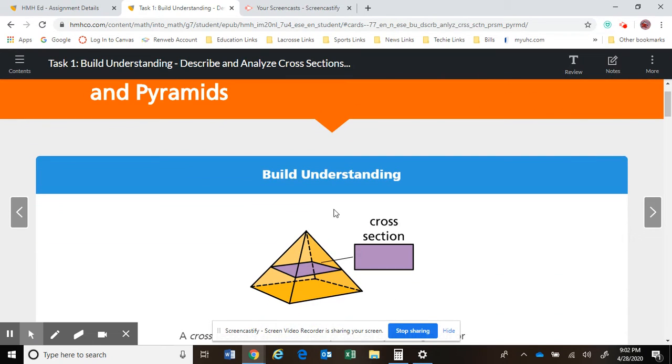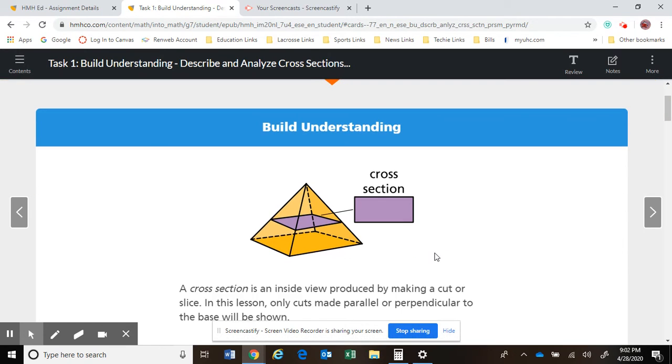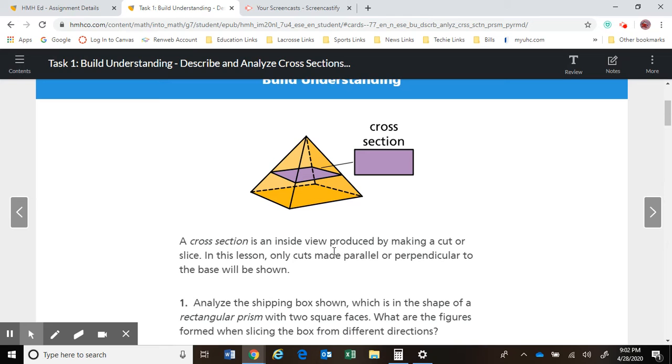All right, so we've got a pyramid here, and we've taken a horizontal cross section. Now, remember, a cross section is an inside view produced by making a cut or a slice. In this lesson, only cuts made parallel or perpendicular to the base will be shown. So nothing at a diagonal or anything like that.